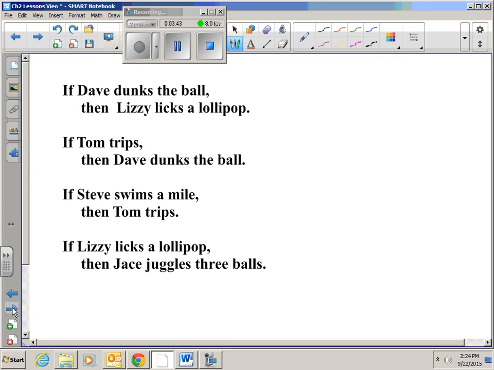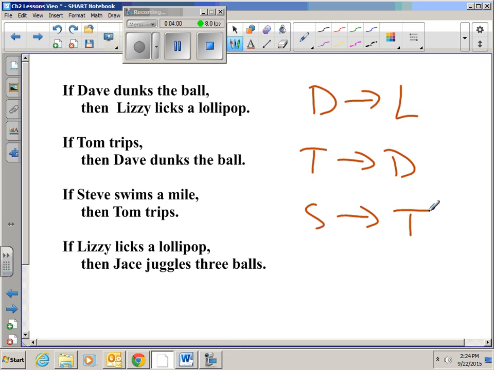I'm just going to write all of these down real quick with letters to make things easier. So I know here I got D, then L. Here I got T, then D. Here I got S, then T. And here I got L, then J. So what I'm going to do now is look, is there any letter or letters that only appear once? And it looks like S only appears once, and J only appears once. So I'm actually going to start right here with the S.